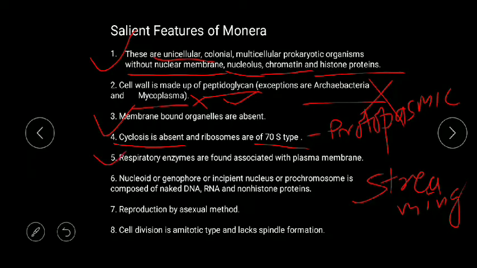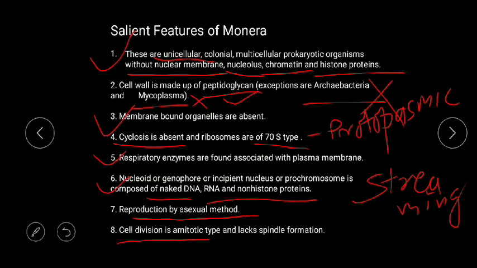Next, if we talk about the respiratory enzymes, as we have seen in the diagram, respiratory enzymes are found associated with the plasma membrane. You can see in the background diagram that there is a plasma membrane, and with the plasma membrane some of the respiratory enzymes are involved. Then the nucleoid, as we have discussed, is also known as genophore, incipient nucleus, or prochromosome, and it is composed of naked DNA, RNA, and some non-histone proteins.